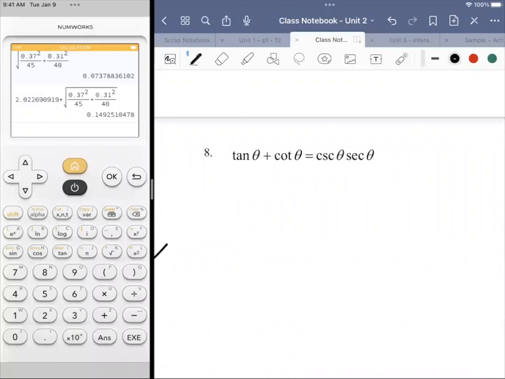All right. So again, impenetrable barrier. Tangent of theta, I can make sine theta over cosine theta. Cotangent, I can make cosine theta over sine theta. Now, it's the sum of 2 fractions. So I might go the common denominator route.